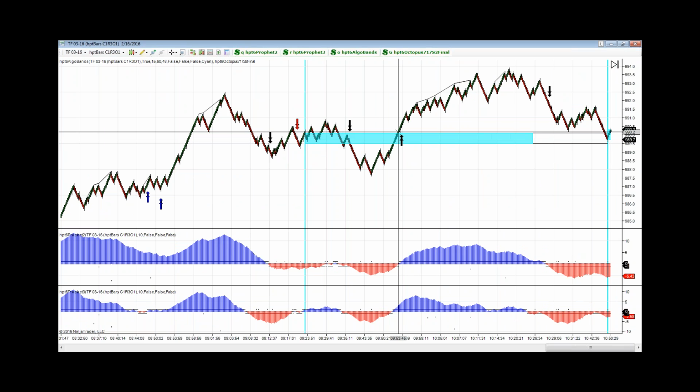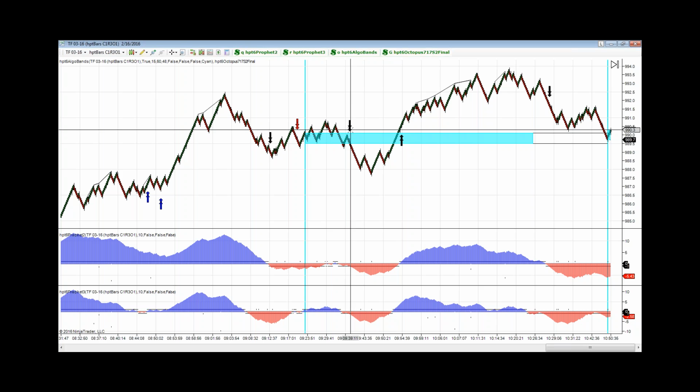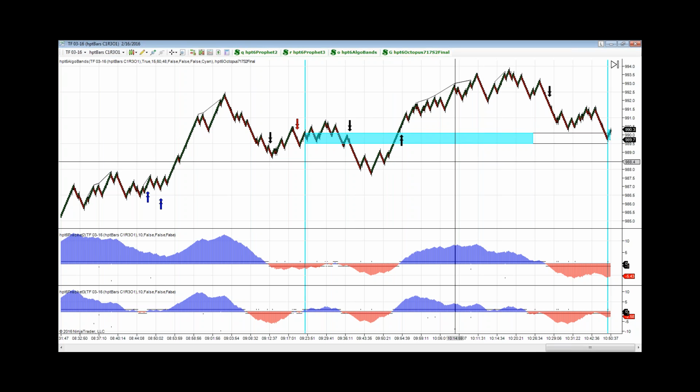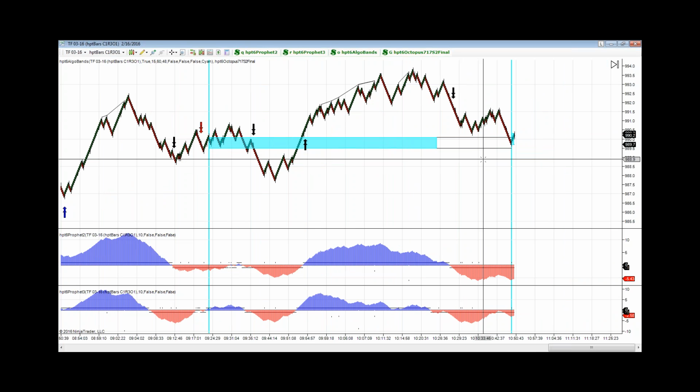We don't go long above the band unless and until we get a long entry, because if we look back to the left, our previous trade was short, and we did get a long entry here. And that brings us to where we're at right now.